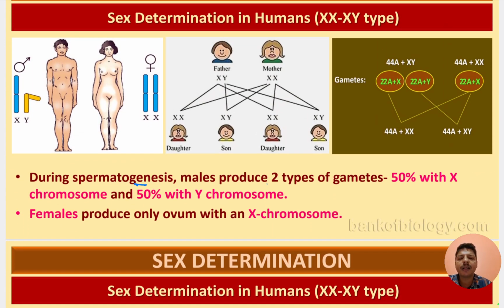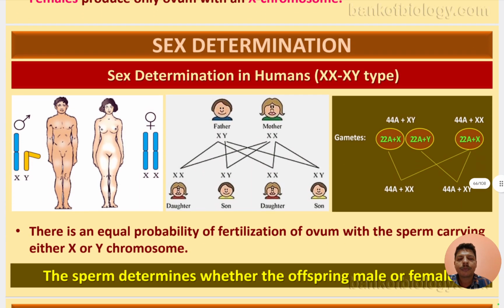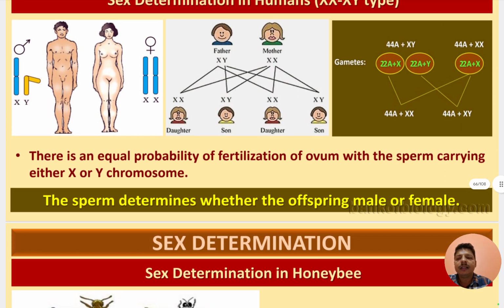During spermatogenesis, male produces two types of gametes, 50% with the X chromosome and 50% with the Y chromosome. Female produces only ovum with an X chromosome. And then there is an equal probability of fertilization of the ovum with the sperm carrying either X or Y chromosome. The sperm determines whether the offspring will be male or female.